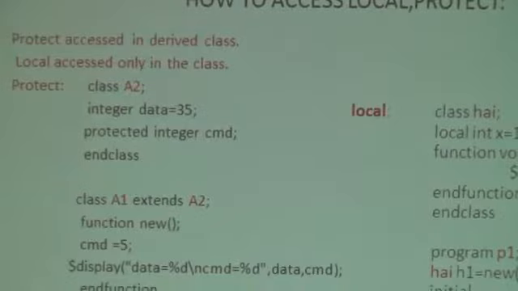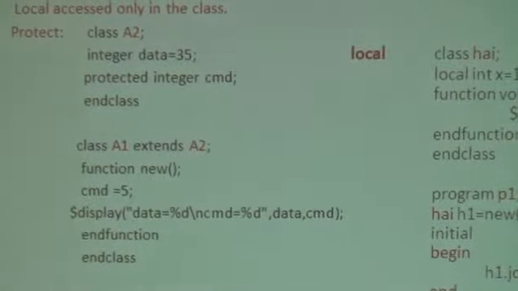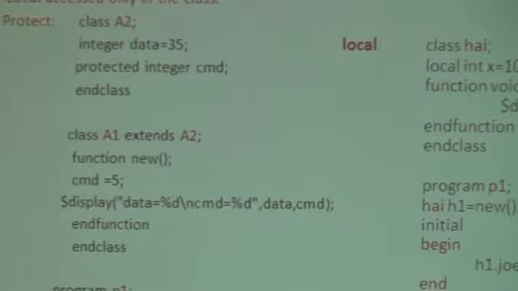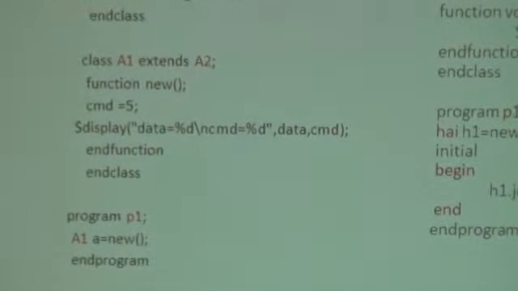Protected can be accessed in the derived class, local can be accessed within the class. Let us see the example. In this there is a class A2. It consists of a general property, data is 35, and there is a protected integer cmd, and there is a class A1 that extends A2.